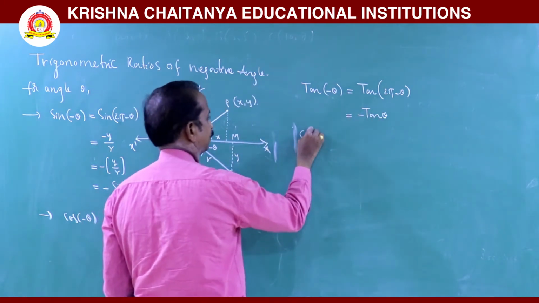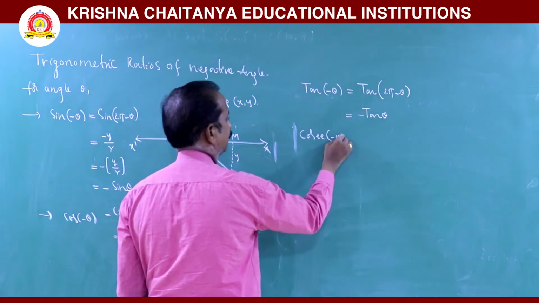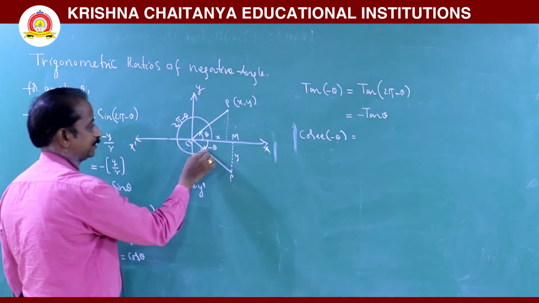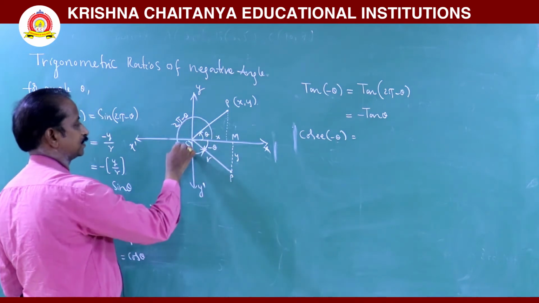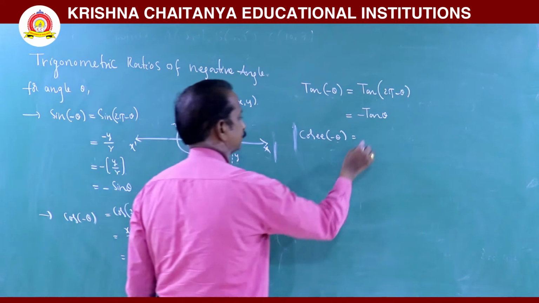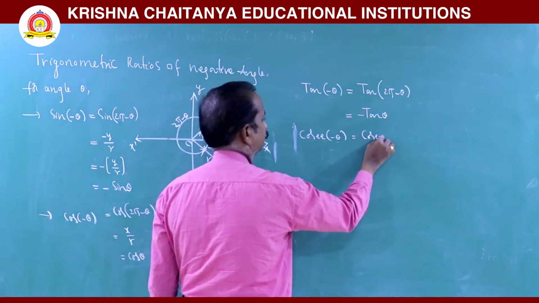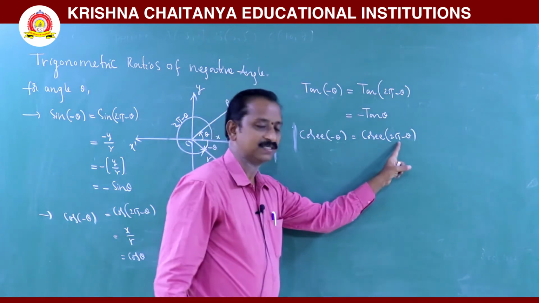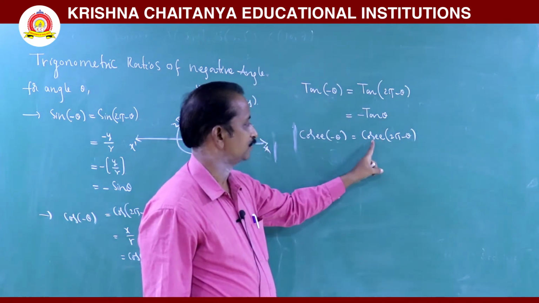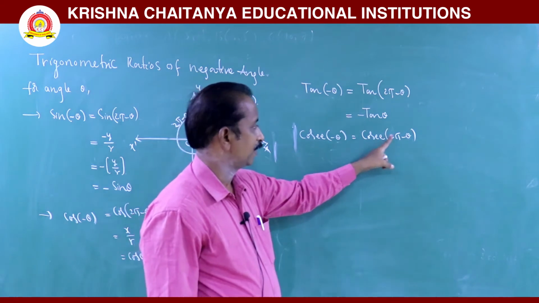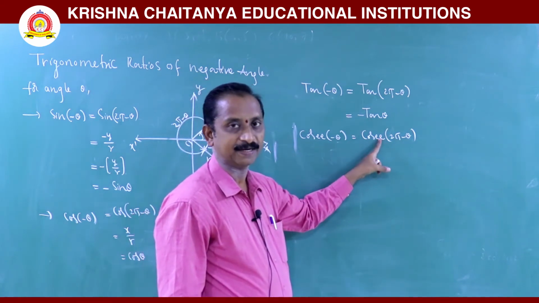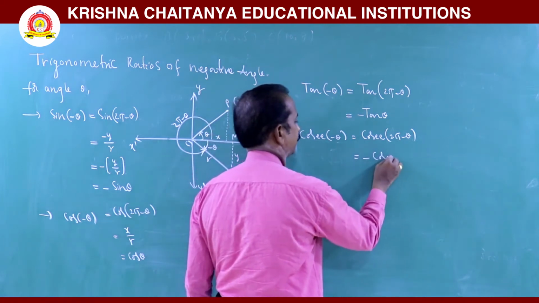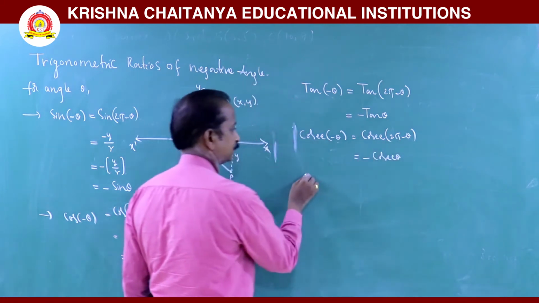Next we can calculate cosecant minus theta. In clockwise direction minus theta, anti-clockwise direction 2 pi minus theta. So cosecant of 2 pi minus theta. 2 pi minus theta lies in fourth quadrant, cosecant position negative. At this allied angle trigonometric ratio unchanged. So answer should be minus cosecant theta.